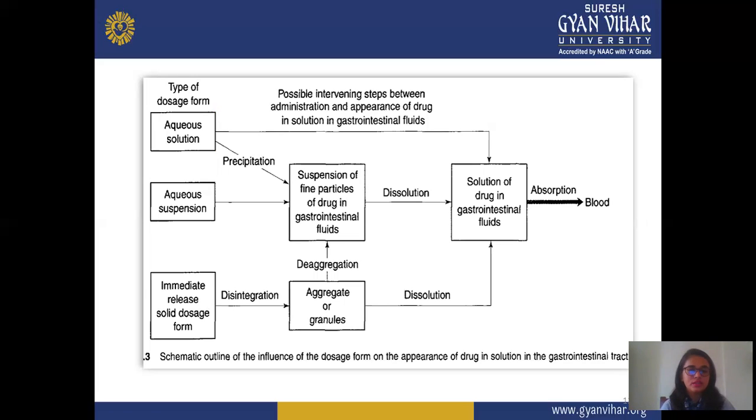After disintegration, it aggregates or forms granules. This is mainly for your immediate release or solid dosage form. Then dissolution takes place. Dissolution is for both types of formulation, solid as well as liquid. Then solution of drug in GI fluid, and then absorption. After absorption, your drug goes into your blood, and with the help of blood it reaches systemic circulation to the particular site to show the desired effect. And this is how absorption and effect of the drug are produced at a particular site.